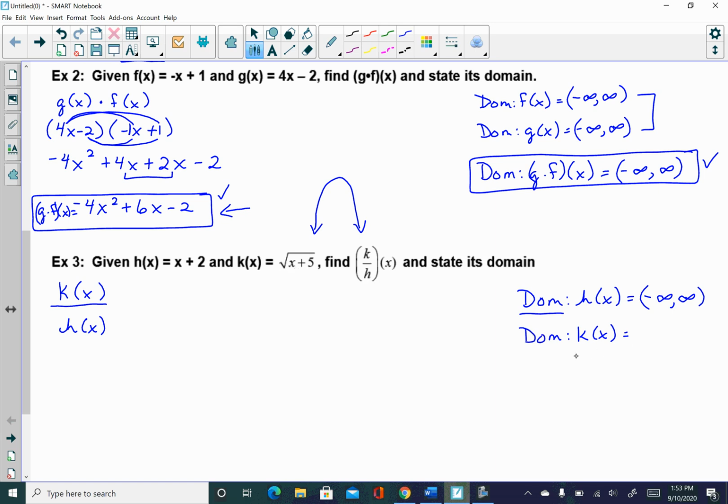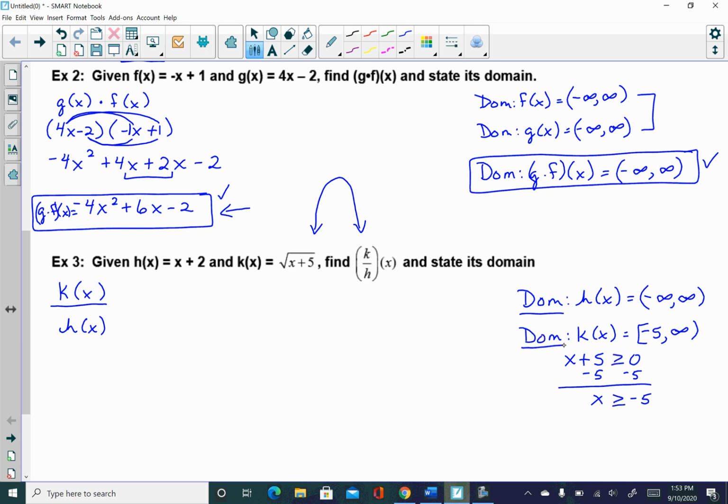So what needs to happen here is we need to set x plus 5 greater than or equal to 0 and solve for x. When we do that, we'll just subtract 5 from both sides. So x is greater than or equal to negative 5. Then we can say my domain here is going to go from negative 5 to infinity, like so.